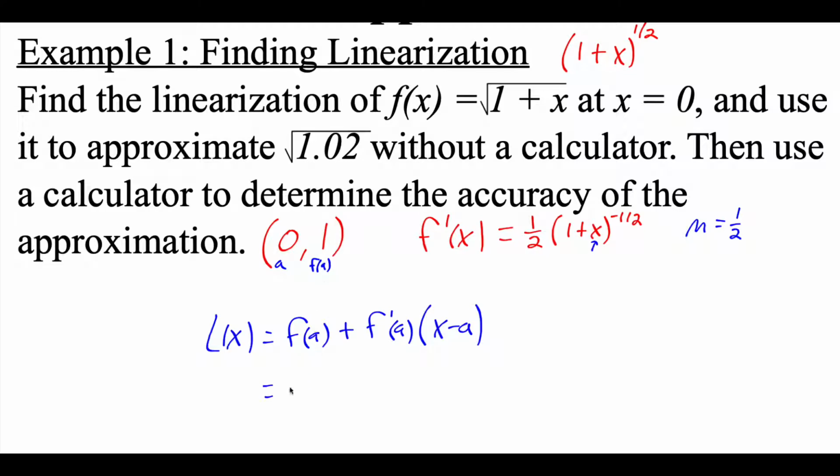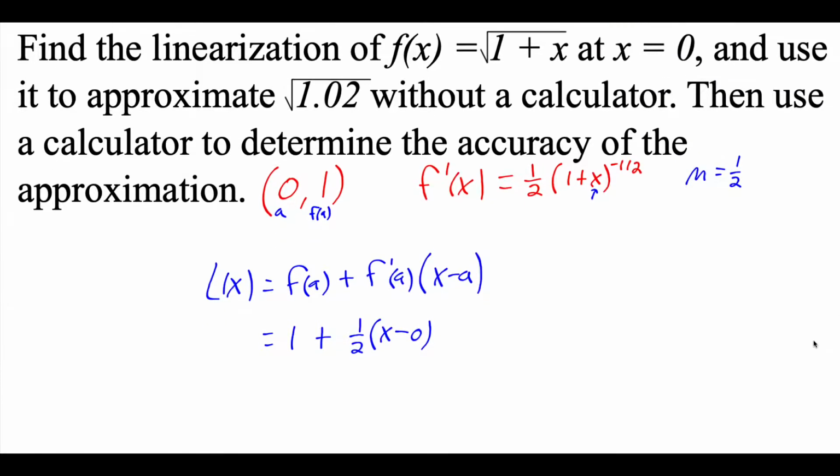So our f of a is 1 plus the f prime of a. The derivative of f at a was that slope 1/2 that we got earlier, and then x minus the a value of 0. So if we simplify this down, then it's going to be 1 plus 1/2 x. That is our linearization function.